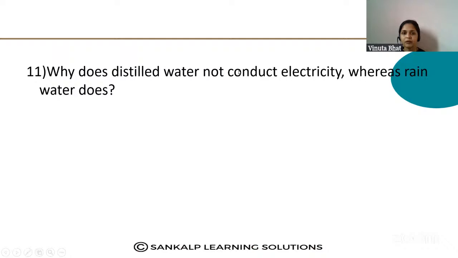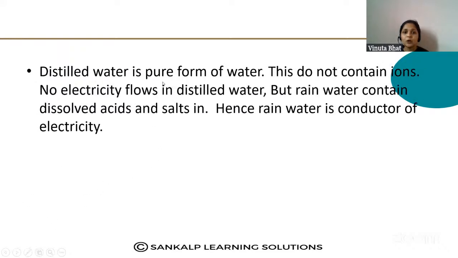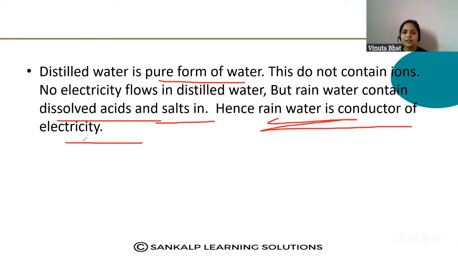Next question. Why does distilled water not conduct electricity whereas rainwater does? Because distilled water is the pure form of water. It does not contain ions, and no electricity flows in distilled water. But rainwater contains dissolved acids and salts in it. Hence, rainwater is a conductor of electricity.